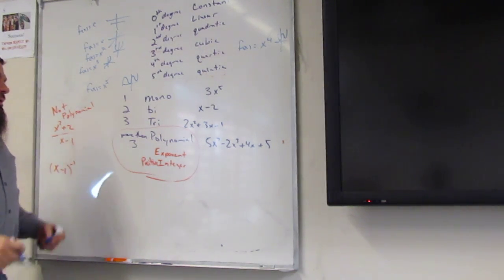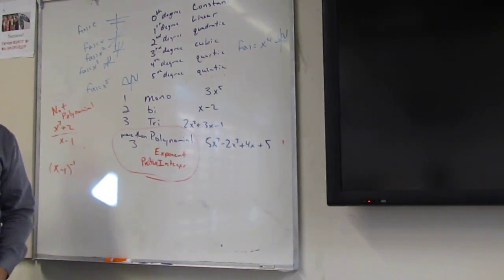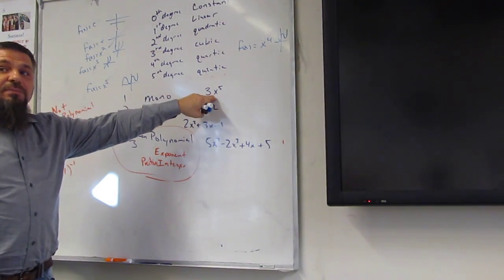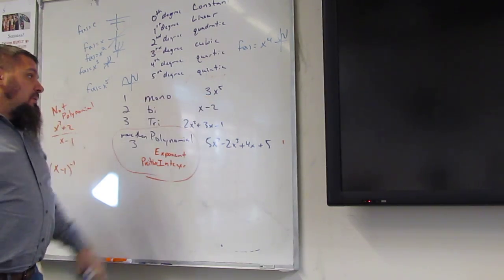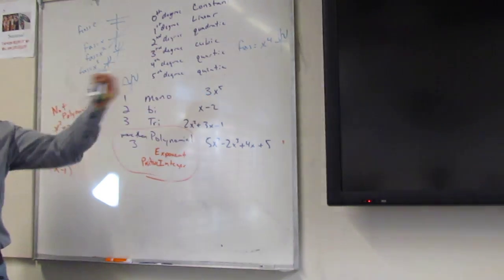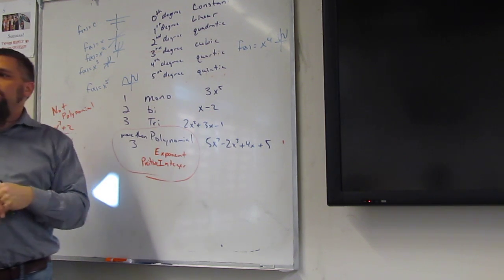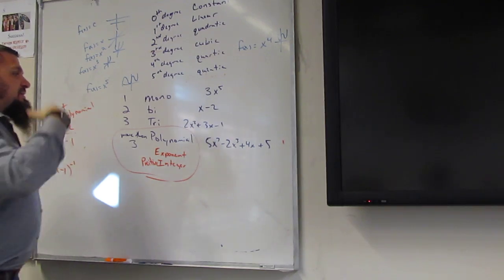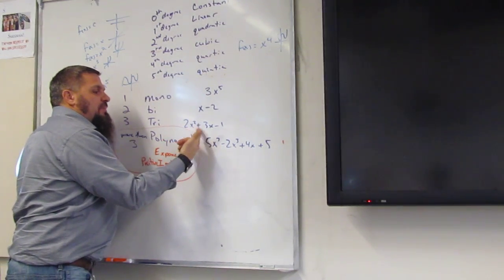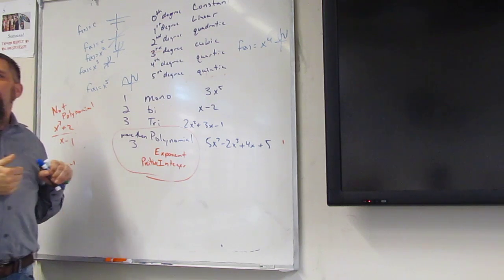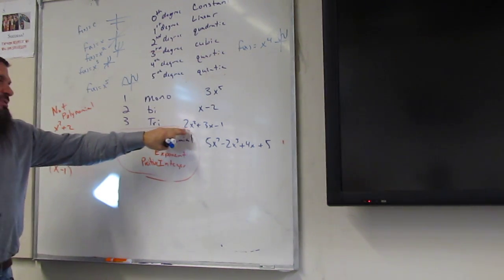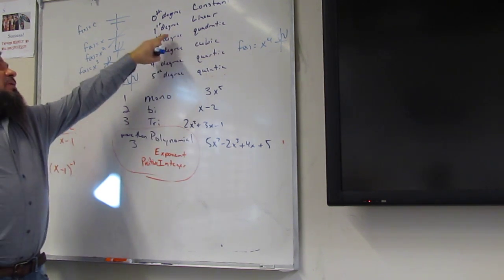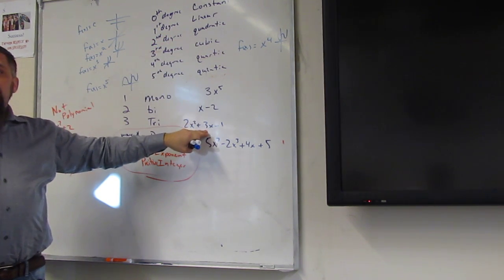Now a monomial has one piece, 3x to the fifth. This is what we call a fifth degree monomial. A binomial has 2 pieces, x minus 2. A trinomial has 3 pieces. 2x squared plus 3x minus 1 is a trinomial. 3 pieces. This we would call a quadratic trinomial because it has a power of 2. A quadratic trinomial.